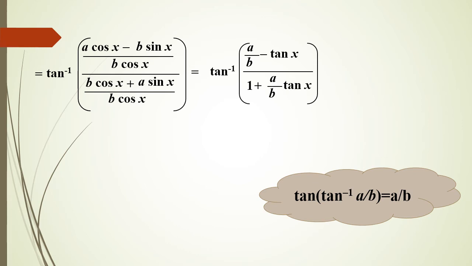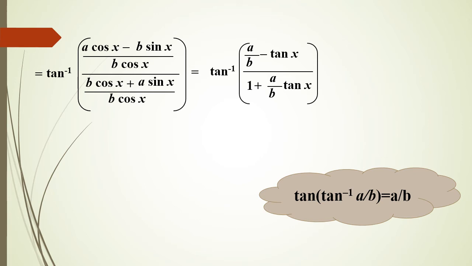Now, if you had the term with the angle of tan inverse, that is a by b, instead of a by b, if you had 1, it could be written as tan pi by 4. But it is not 1, it is a by b. So how are you going to simplify this term?